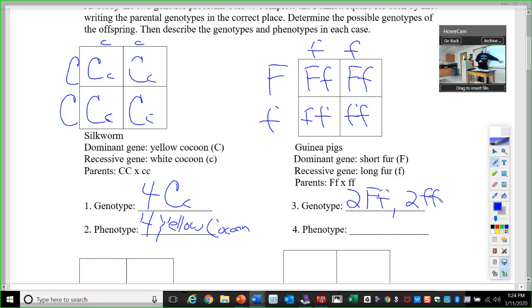Good. Now, what's my phenotypic ratio going to be? I'm going to look right back here. So I'm going to have, what is this? These 2 big F, little f's going to look like? Short fur. Good. And 2 long fur. Good. Very good. Okay? So, make sure you have these filled out and write these ratios correctly, because that's what we're really going to look at to see if you can understand the Punnett square. All right, on to the next 2.